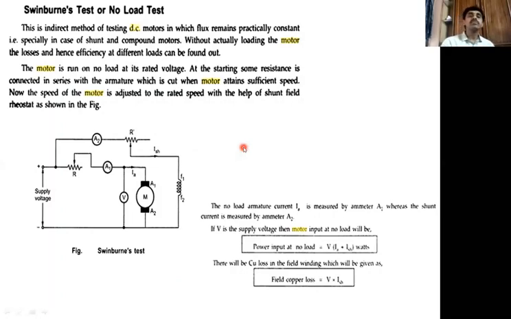So first we'll discuss Swinburne's test, which is also called the no load test. So this is the test arrangement.